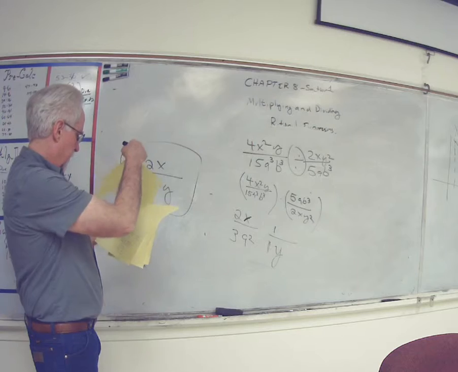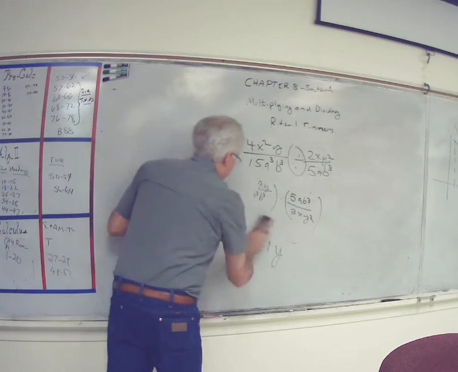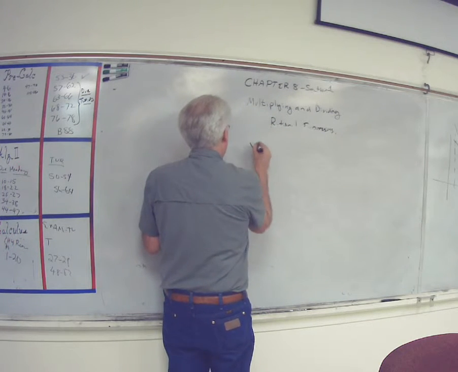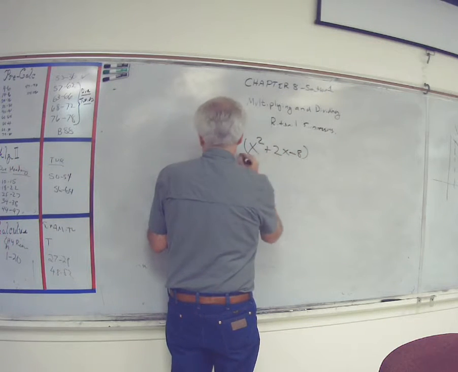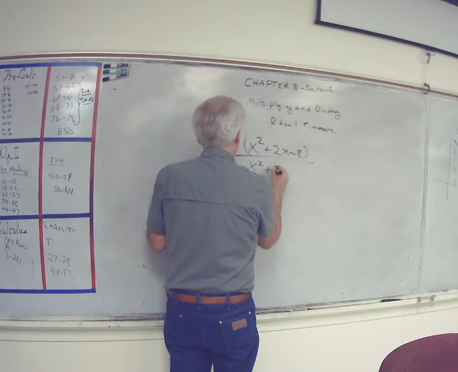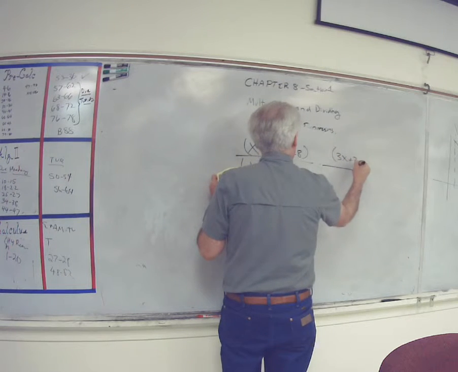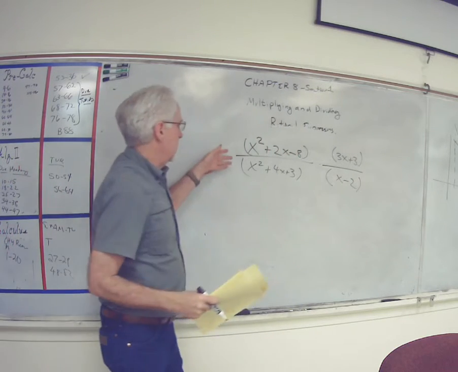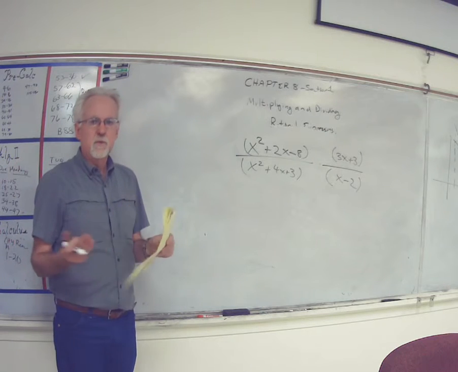Okay, I'm going to work 3 or 4 more problems because we want to do a lot of practice on this. A lot of practice. This is really important. Okay. x squared plus 2x minus 8 over x squared plus 4x plus 3 times 3x plus 3 over x minus 2. So, Josie, tell me one thing that we could do with the numerator and denominator. What's one thing that we could do?